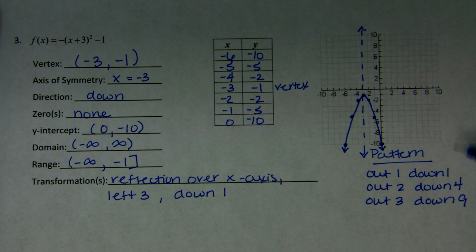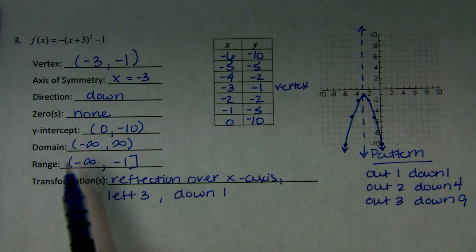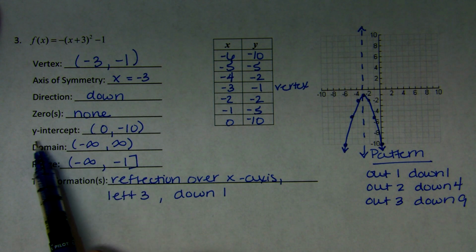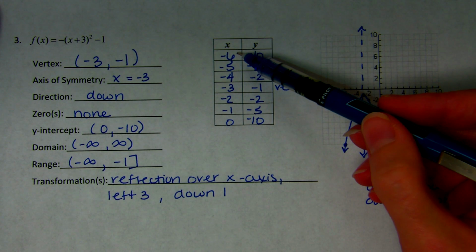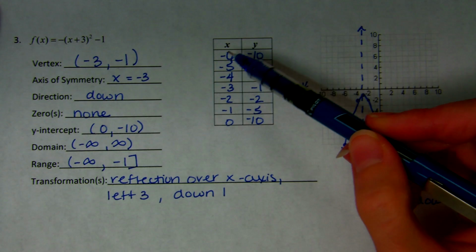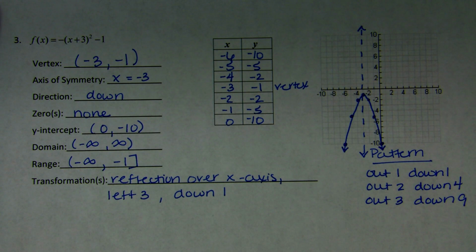Again, take a moment to pause and make sure that your information looks exactly like mine, that you have a parenthesis on this infinity and that you have a bracket on that -1. All right, that your y-intercept is a point, the point 0, -10. Make sure that your table starts with -6 and ends with 0. So make sure that your information is the same as mine, exactly the same.